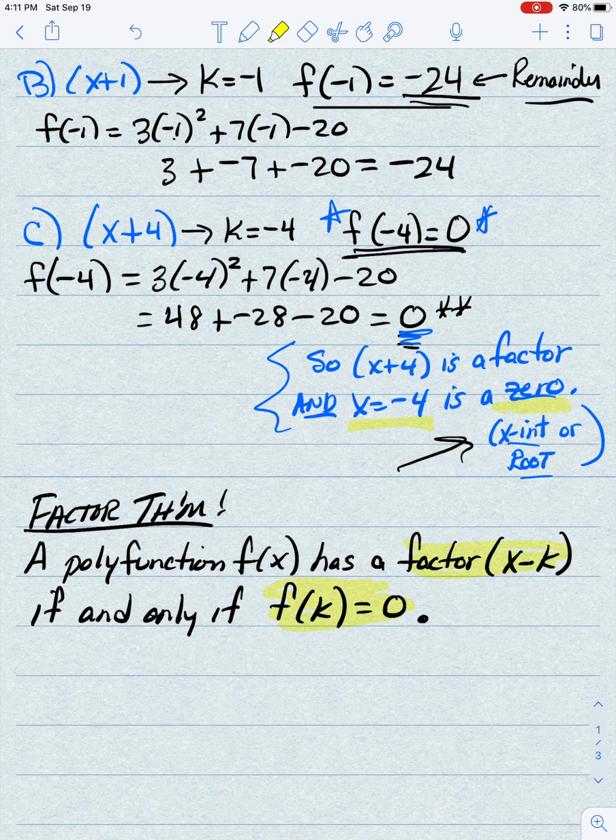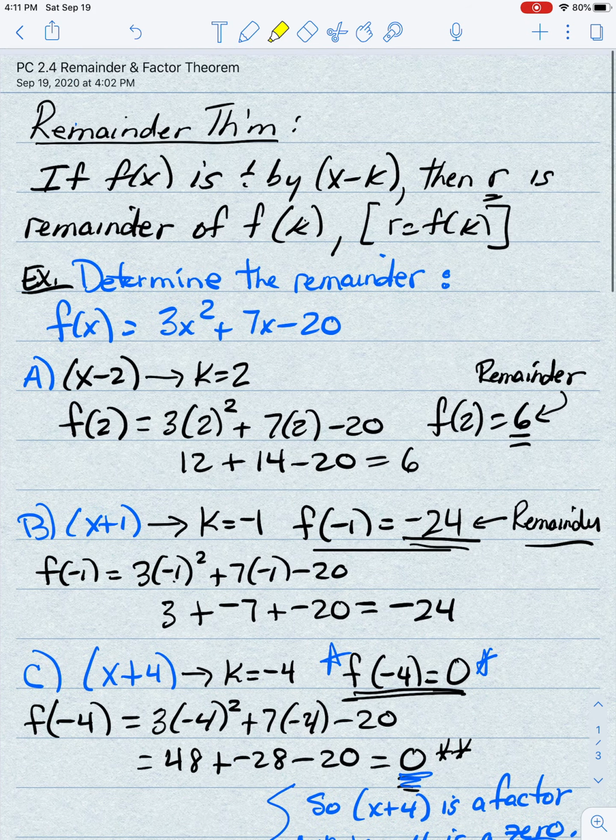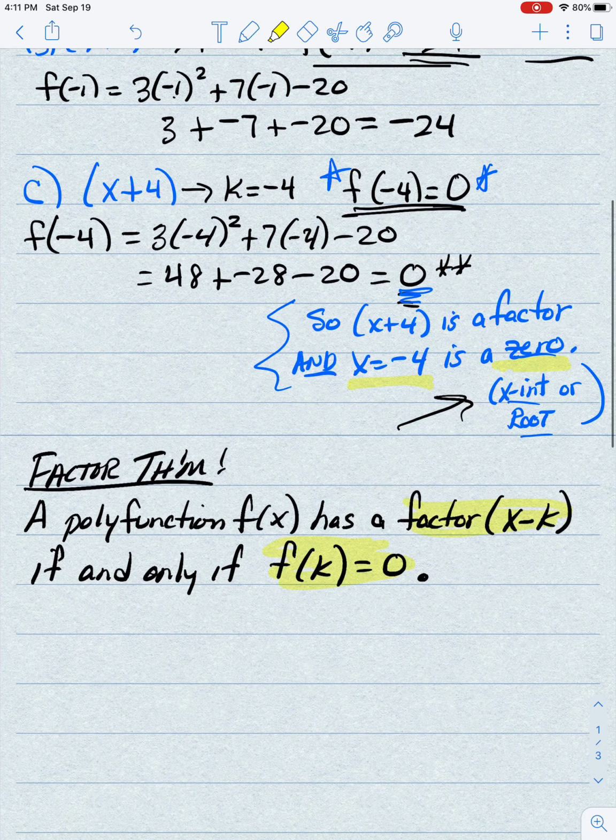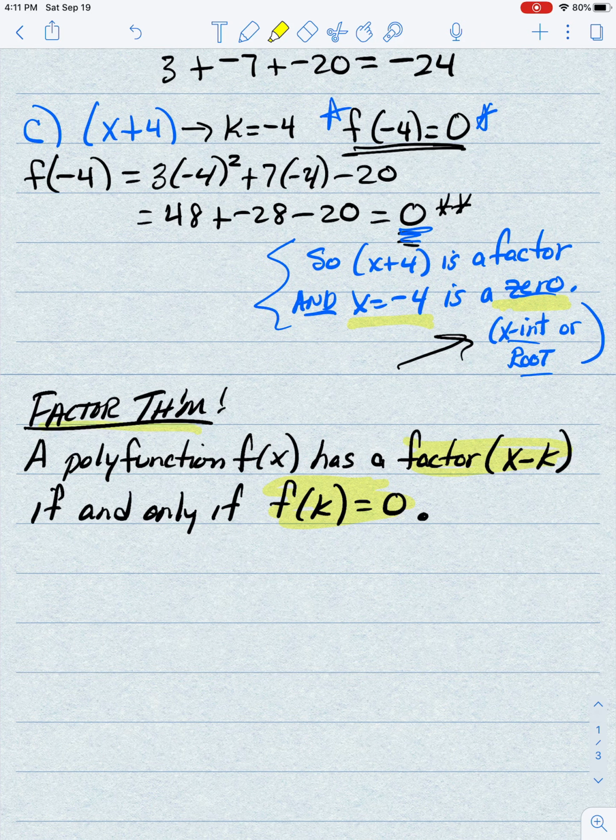Okay, hope this works out for you. And again, this was all about the remainder theorem and then how it ties right into the factor theorem.